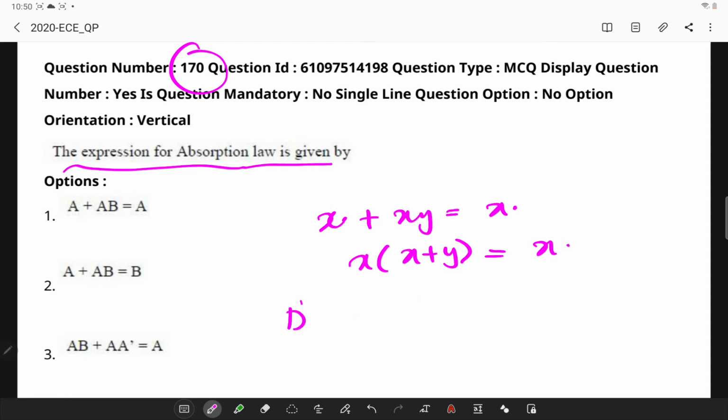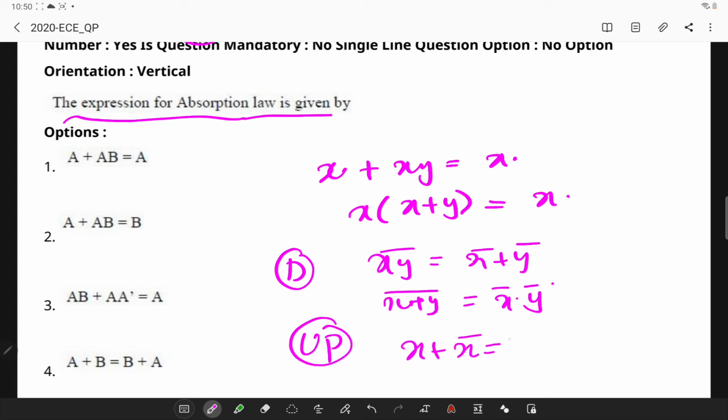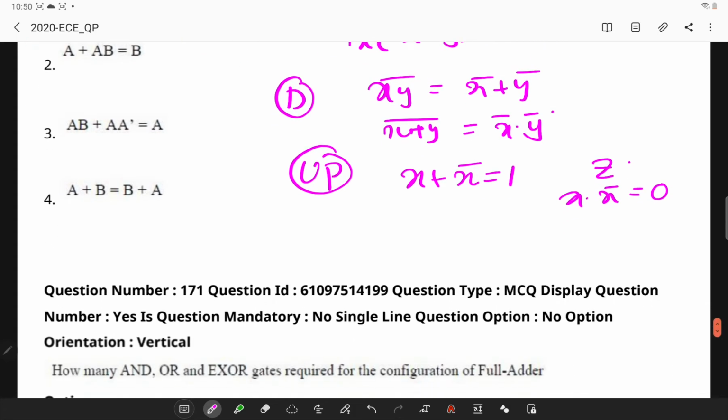Also remember De Morgan's law: xy whole bar is x bar plus y bar, and x plus y whole bar is x bar into y bar. Also unit property is x plus x bar is equal to 1, and zero property is x into x bar is 0. So if you see all the options, in this case if I take a common, a into a plus ab, this will be 1, so the answer is 1. So this is your absorption law.